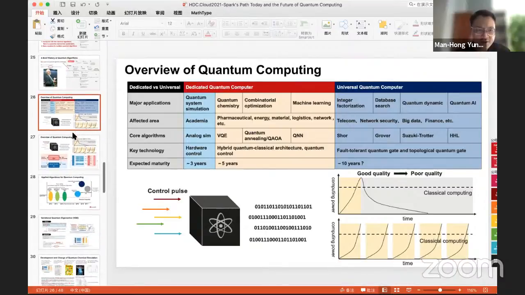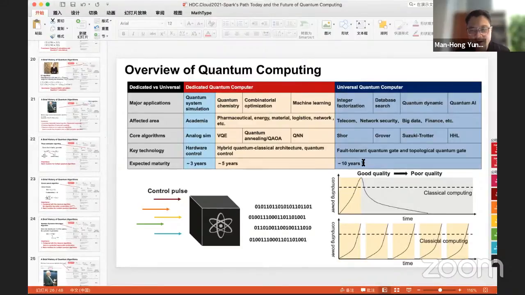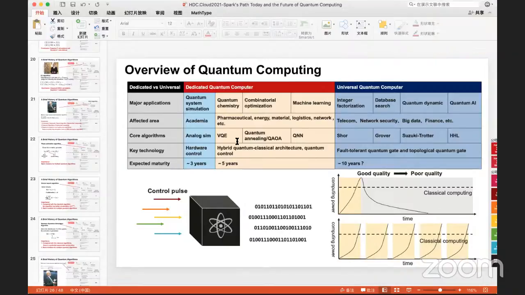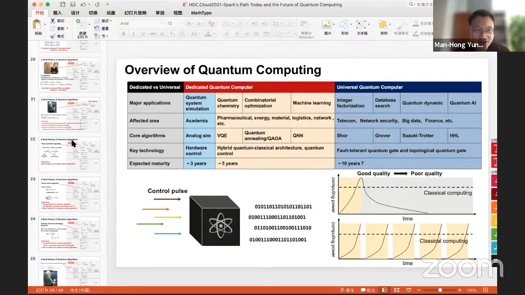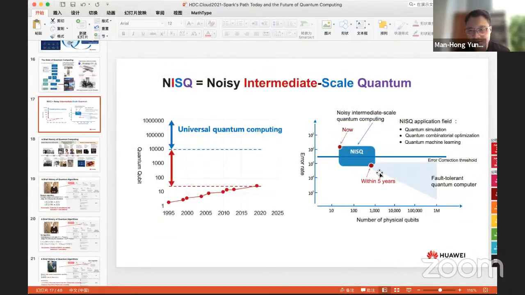Yeah, thank you for the question. Actually, on the table, I put a question mark here. I said like 10 years, but my real answer is, let's talk about it 10 years later. But so far, people talk about maybe within 5 years we will be able to see really error-corrected qubits, really real logical qubits. Maybe, yeah, and then we should move on.